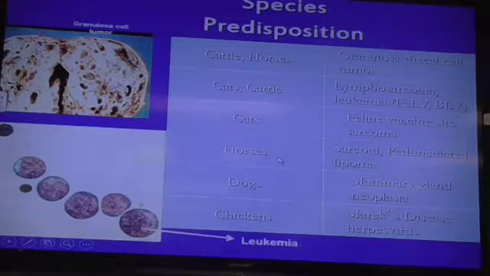Horses, the most common tumor in a horse is a sarcoid. They also get pedunculated lipomas. Do y'all know where these are located? Horse people? Nobody's a horse person? Oh man, I love horses.